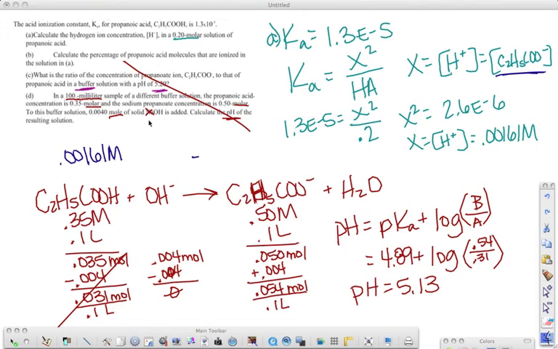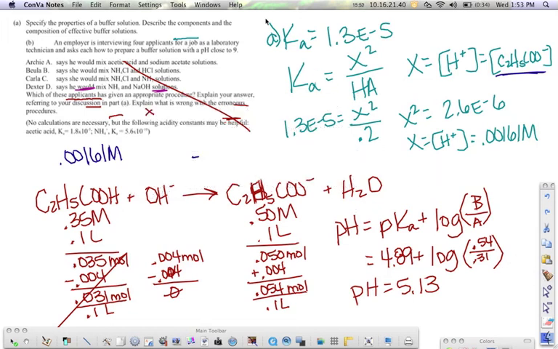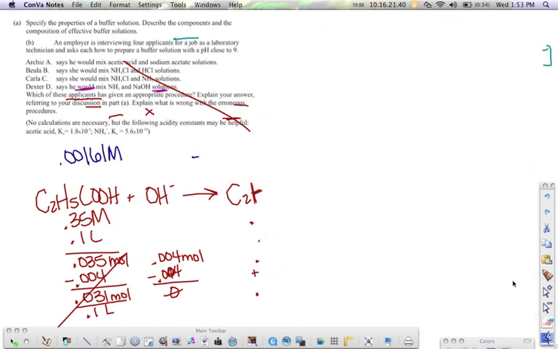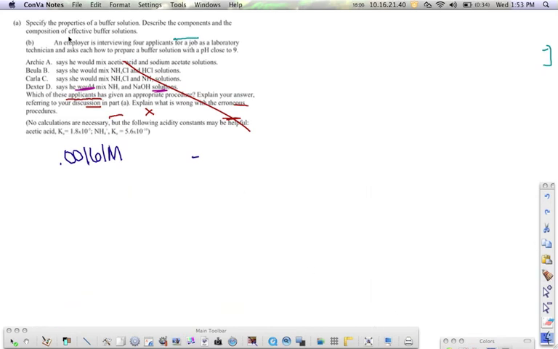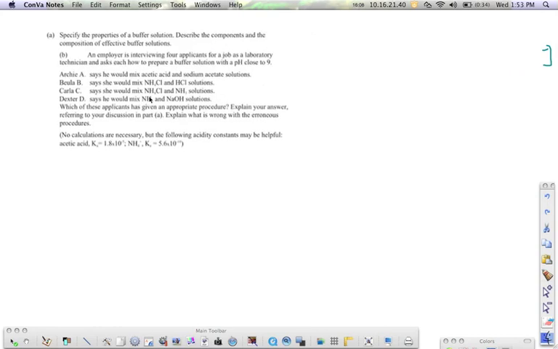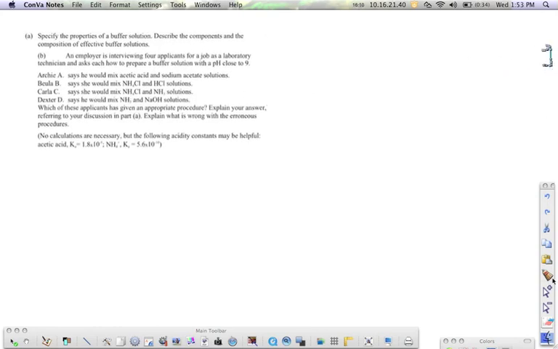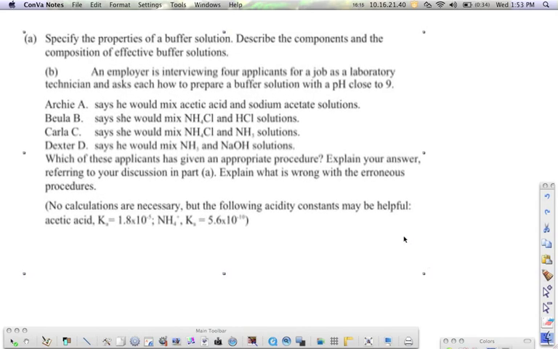So now I'm going to move on to the next question as best as I can. Try to erase some of my work here. The next question that I chose for you guys is not a calculation question. It's a question that you're likely to find on number 5 or 6 on the AP exam, where you don't have to actually do any calculations at all. So I'm just going to walk you through it real quick. Make it nice and big so you can read it. Okay. Specify the properties of a buffer solution. Describe the components and the composition of effective buffer solutions.